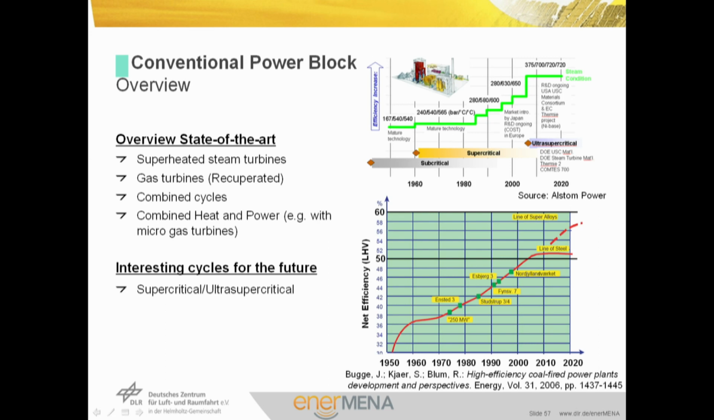Here you see in a graph from Alstom that over time the parameters increased steadily, and that nowadays we have about 700 degrees C steam conditions, 375 bars. And also Bugge reports this graph, and we see that in 2010 we are about 50% efficiency with our steam turbines. And also in future there is still potential for development for high efficient turbines. Also, as we don't use oxygen for burning, we can think over closed Brayton cycles, which have some efficiency advantages.